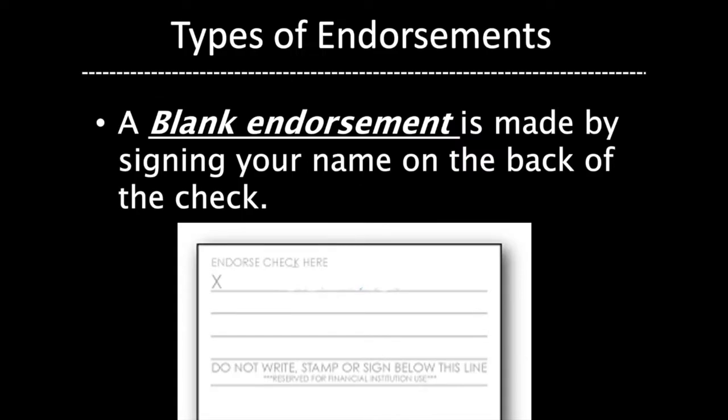Next, we're going to take a look at the types of endorsements. There are basically 3 different types of endorsements. A blank endorsement is made by signing your name on the back of the check. To endorse a check, you sign your name exactly as it's written on the front of the check. If the name on the check is different from your official signature, you will need to endorse a check twice. First, use the name as given on the check, then write your name as it appears on the check.